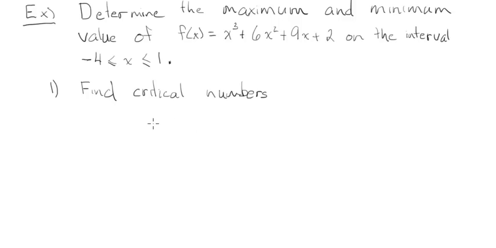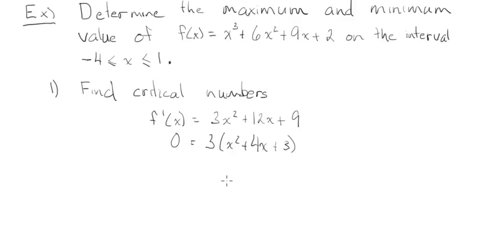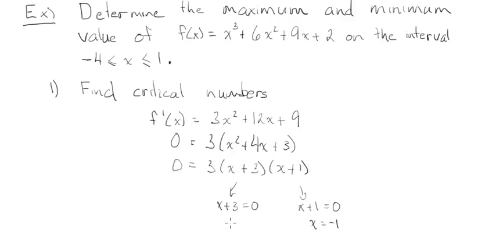All that means is take the derivative. So f prime of x equals 3x squared plus 12x plus 9. Set it equal to 0. And so we'll have to solve, so you factor out 3. The factors here are x plus 3 and x plus 1. So that means we have x plus 3 equals 0, or x plus 1 equals 0, which would mean x equals -3, or x equals -1. So those are the critical numbers.